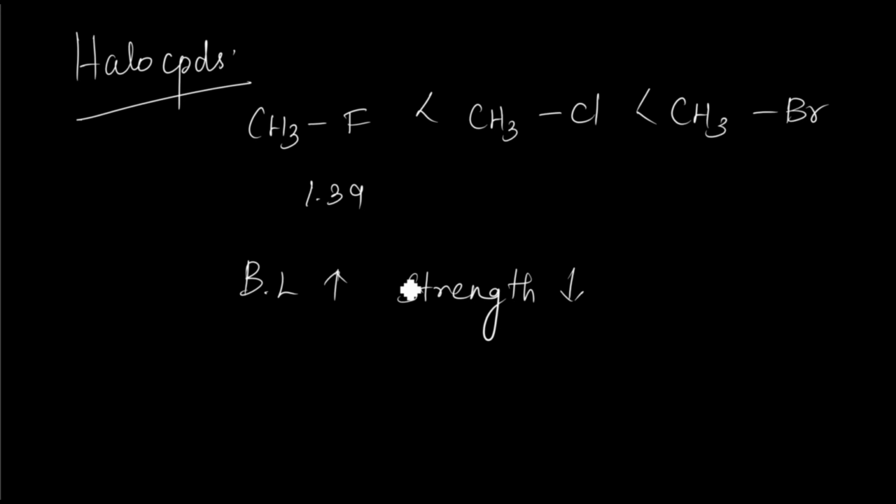Then we are going to talk about boiling point. With respect to the halogen in the group, the boiling point increases with descending position in the periodic table. The alkyl fluorides will have the lowest boiling point and alkyl iodides will have the highest boiling point.